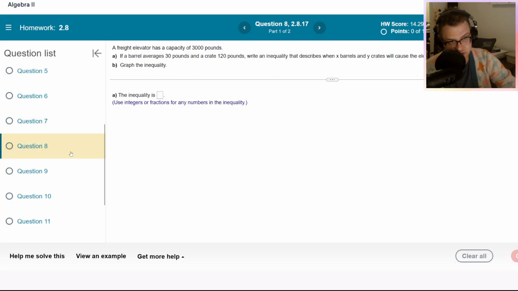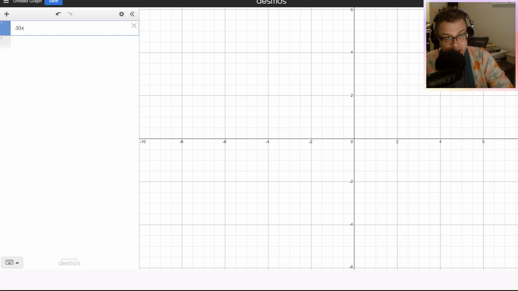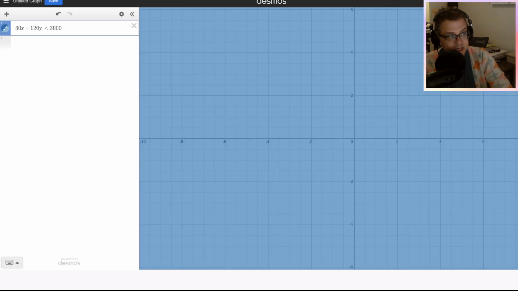Question number 8. I'll go through and just make sure that there's none that are tricky. Oh, this one's not that bad. It says if a barrel averages 30 pounds and a crate is 120 pounds, write an inequality that describes when the barrels and the crates will cause the elevator to overload, if it overloads at 3,000. So let's call the barrels X and the crates Y. So we'll say 30X plus, and the crates were 120Y is less than 3,000, because it has to be less than that.